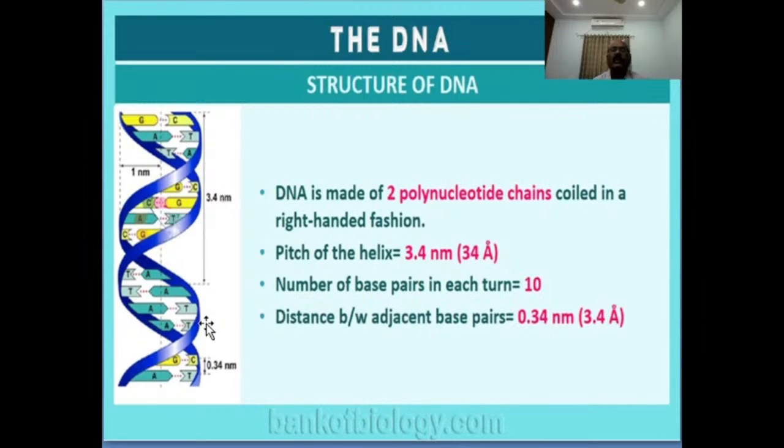So, DNA is made up of two polynucleotide chains coiled in a right-handed fashion. Pitch of the helix is 3.4 nanometers equal to 34 angstroms. Number of base pairs in each turn is 10. Base pairs, I am saying. Distance between adjacent base pairs is 0.34 nanometers or equal to 3.4 angstroms.